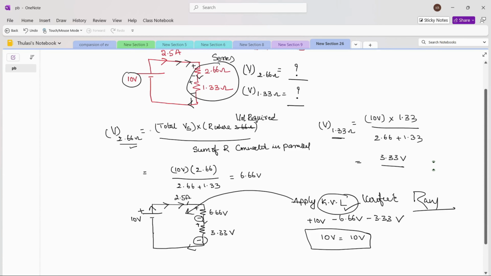So I hope you are able to understand the problem. The voltage across 2.66 is total voltage multiplied with the resistor where voltage is required, that's nothing but 2.66 divided by 2.66 plus 1.33. Similarly for 1.33 divided by 2.66 plus 1.33. So successfully we have found the values of voltages: 6.66 volts at the 2.66 ohm resistor and 3.33 volts at the 1.33 ohm resistor.